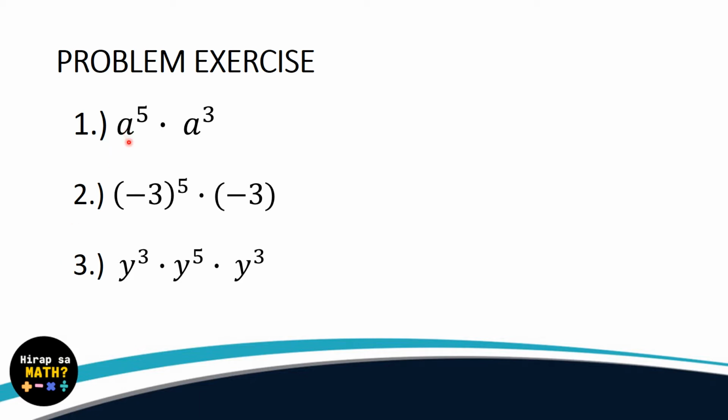A to the fifth times a to the third is equals to, i-add lang natin ang exponent dahil pareho naman ang base. So that's 5 plus 3, 8 yung exponent. Kopyahin lang natin ang base. So that's a to the 8. Dali lang, di ba? Next problem.